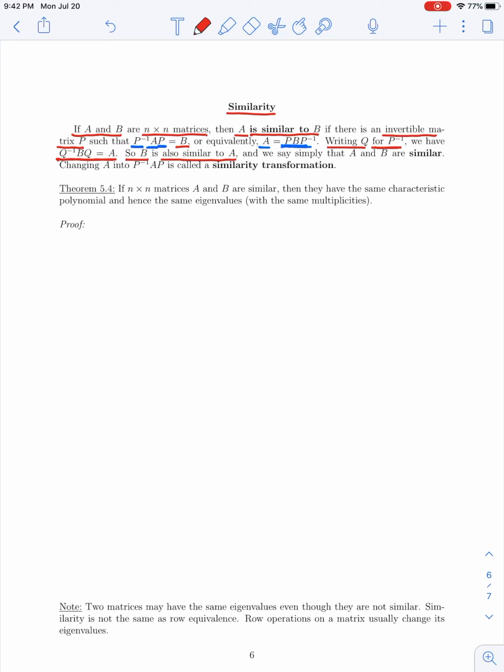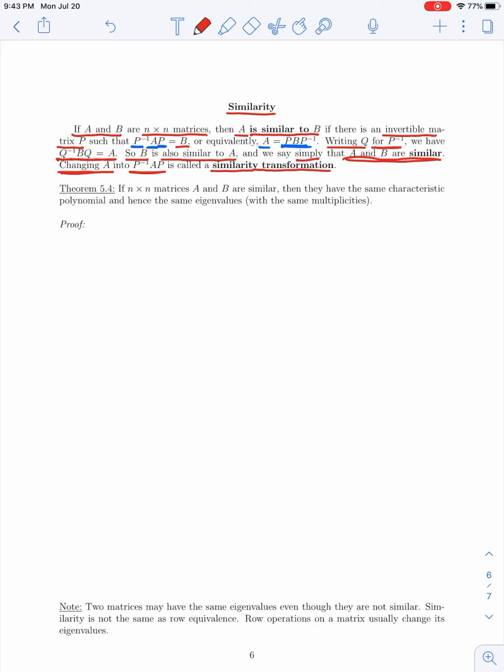So for simplicity, we would simply say that the matrices A and B are similar, rather than saying one is similar to the other. So if we are interested in changing A into the matrix P inverse times A times P, which would yield the matrix B, this transformation is called a similarity transformation.